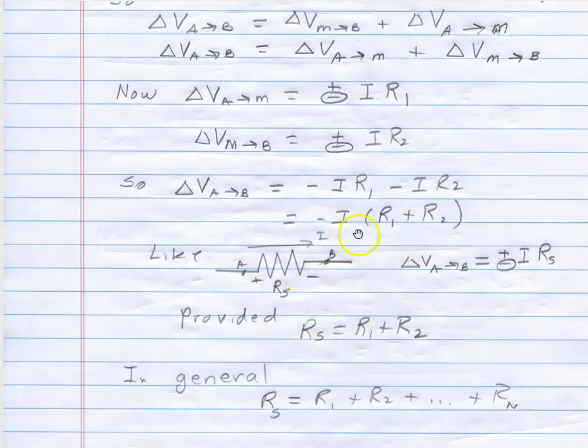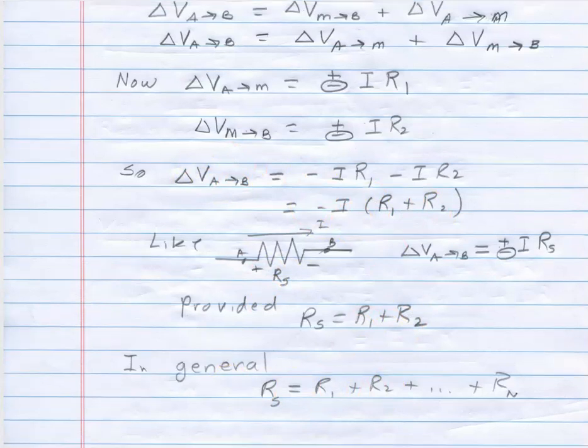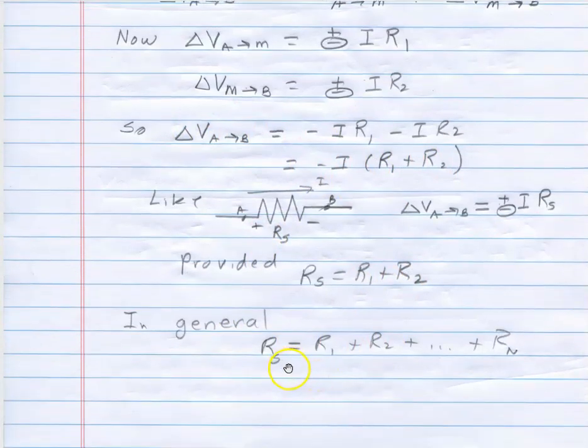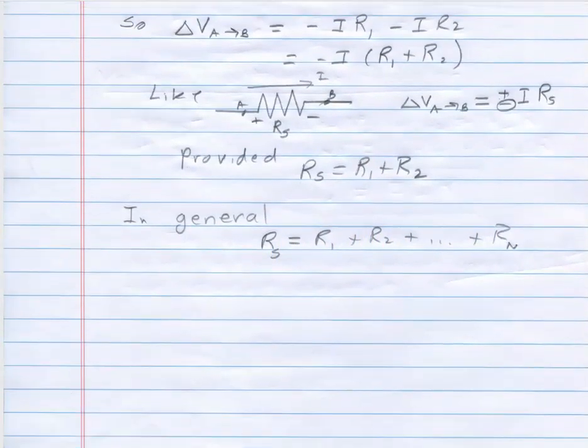Well, that is a lot like a single resistor, I call it R sub S, with the same current I going through it and the same potential difference across. And if you match these up, I times R_S, last sign I hit is the minus. And if I choose R_S to be R1 plus R2, I get exactly the same voltage drop across it. In general, you get R_S is R1 plus R2, etc., all the way if you have N of them.